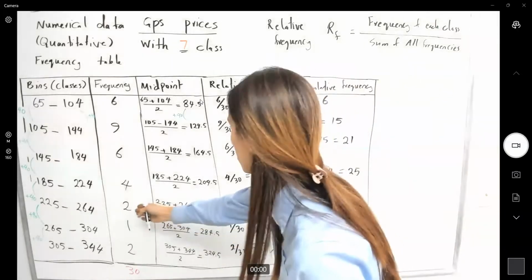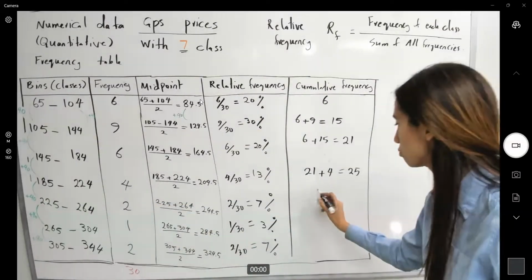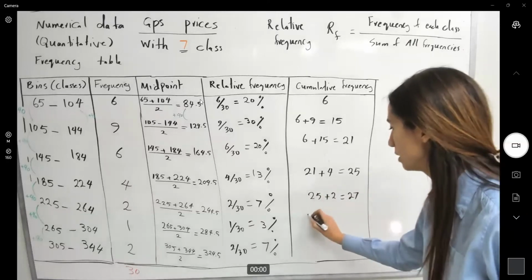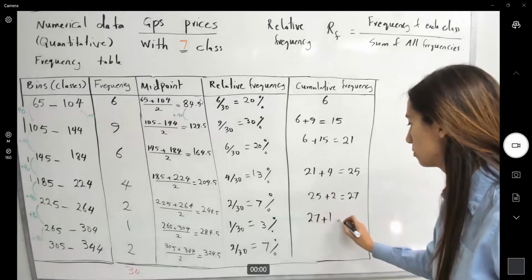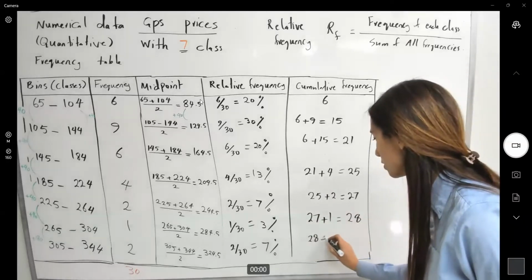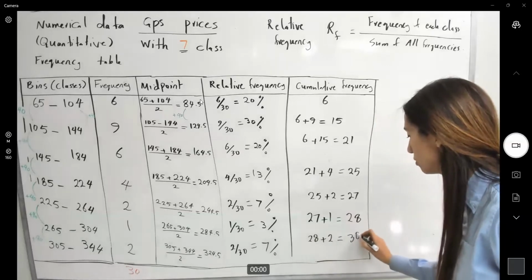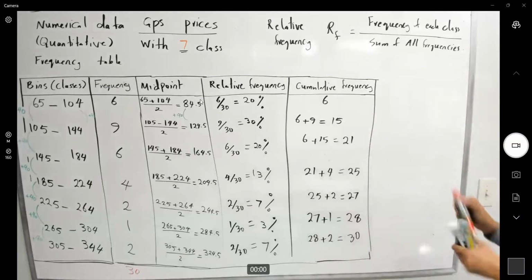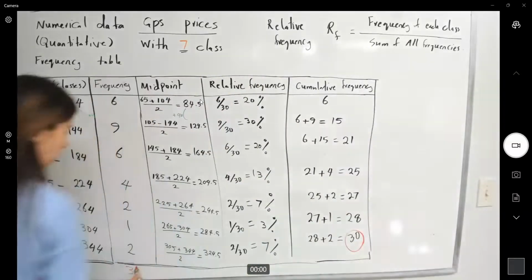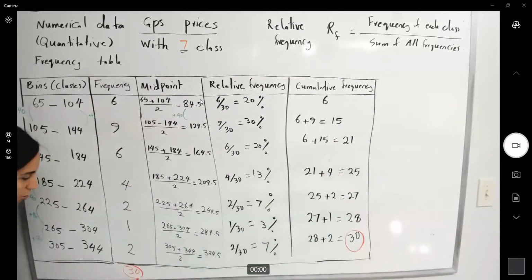The cumulative frequency for this class is 25 plus 2, 27. Then you have 27 plus 1, 28, and 28 plus 2, which is equal to 30. It must be equal to the sum of all frequencies or the number of data in your collection.